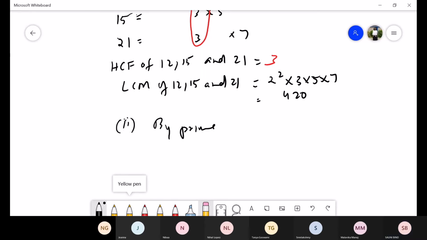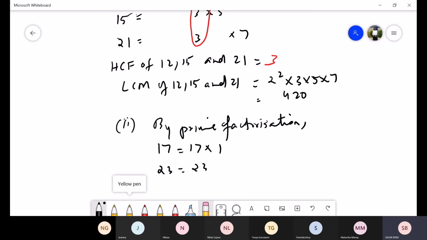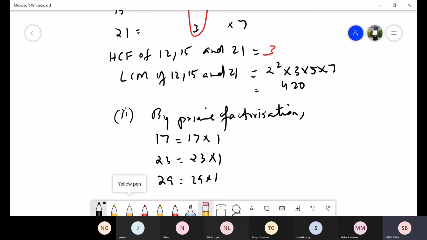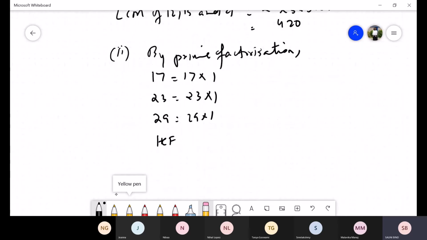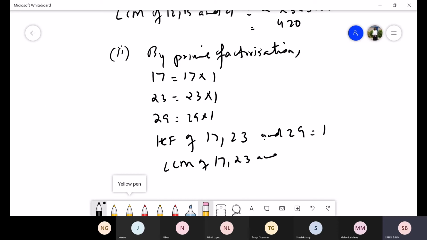By prime factorization: 17 into 1. Then 23 you can write as 23 into 1. All the 3 are prime numbers. 29 into 1. That's it. So HCF will be what? HCF of 17, 23 and 29 is equal to 1. LCM of 17, 23 and 29 is equal to, multiply 17, 23, 29, multiply and give me the answer.